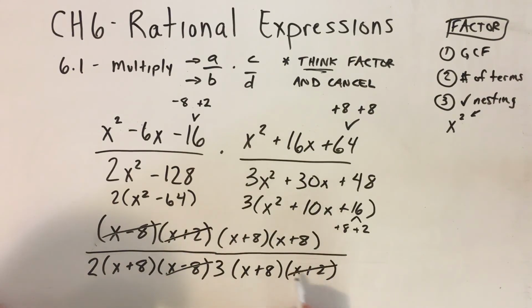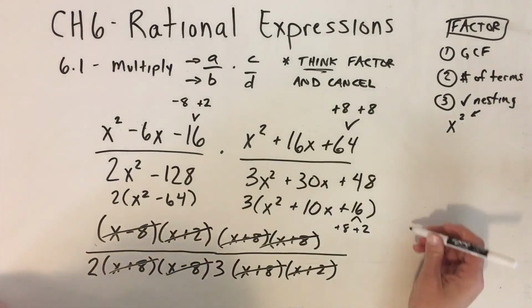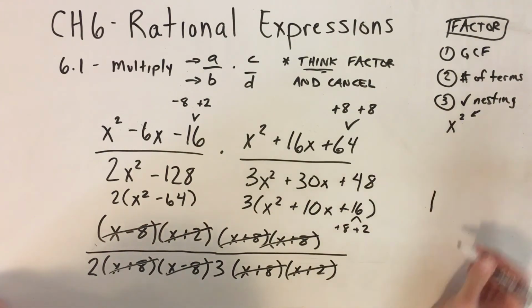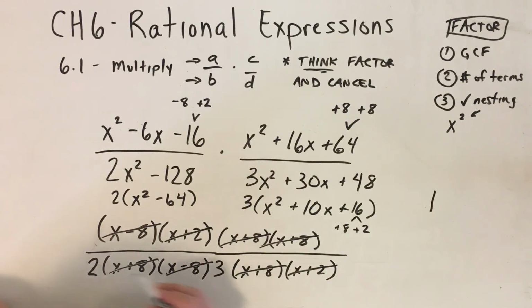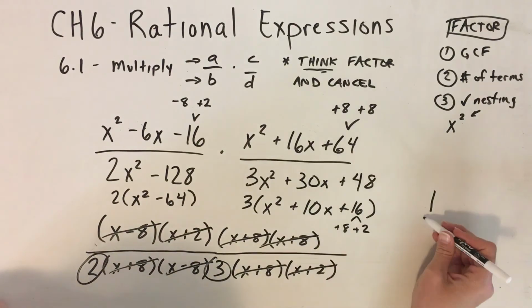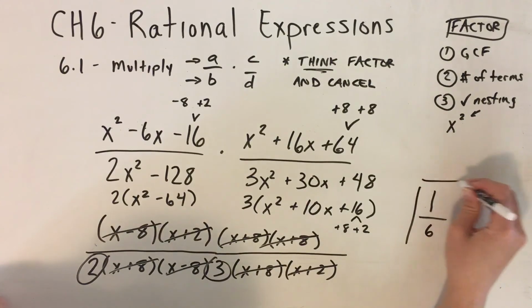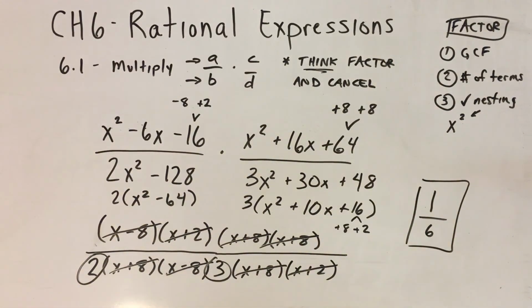There's an x plus 2 on top. Here's an x plus 8 and an x plus 8. Now, everything on top cancels, but remember, whenever you cancel everything on top, what you leave behind is a factor of 1. On the bottom, I have 2 times this 3, so this simplifies to 1/6. And that is how you multiply a rational expression. Again, think: factor and cancel.